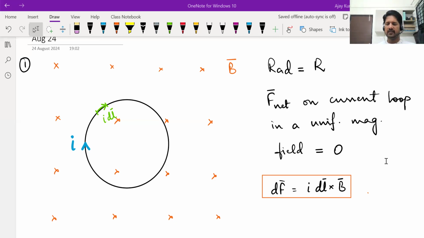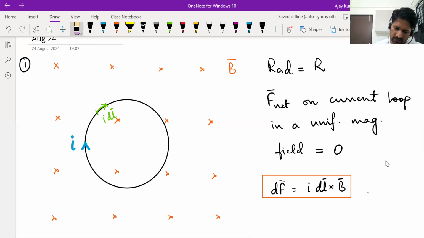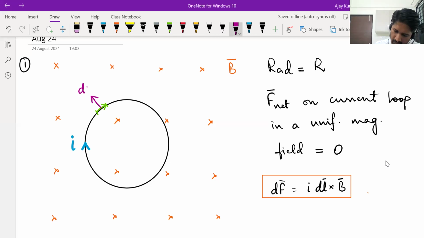And that's correct. See, IDL cross B: you just need to take the direction of the cross product, place your right hand fingers along IDL, curl them into your screen. You'll see the thumb pointing radially outward. Or you can do it the other way also. Keep your thumb along the current element, fingers along the magnetic field. Then the palm will face radially outward. So you can say that the force dF acting on this element is in this direction. Similarly, if you consider another element here, the magnetic force acting will be this way.